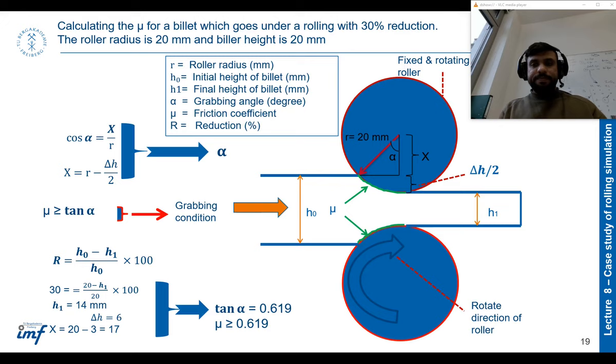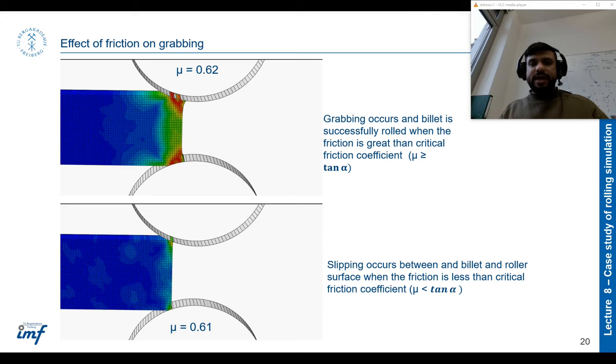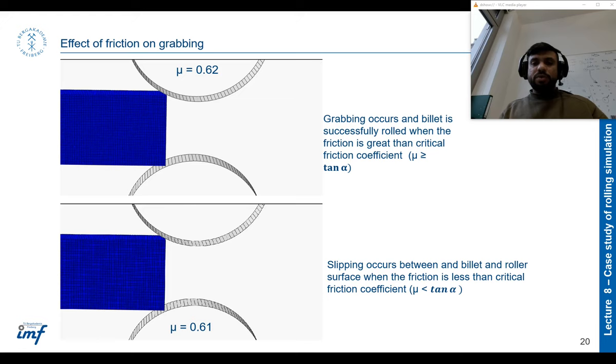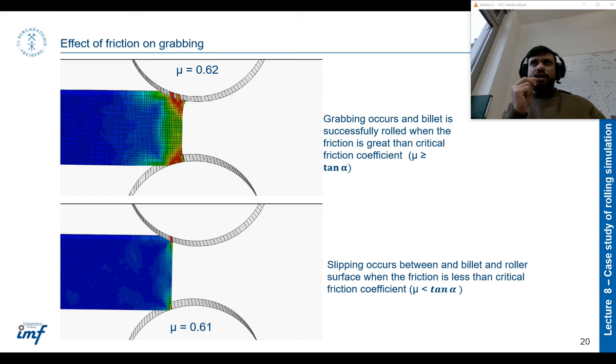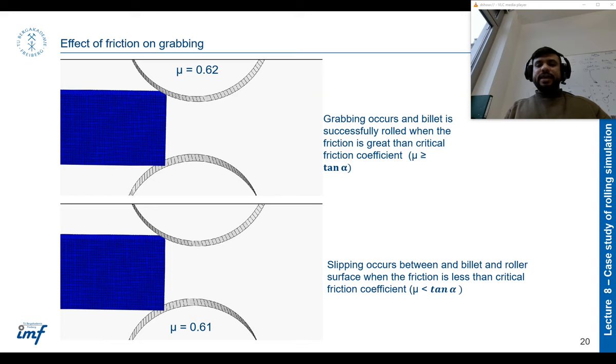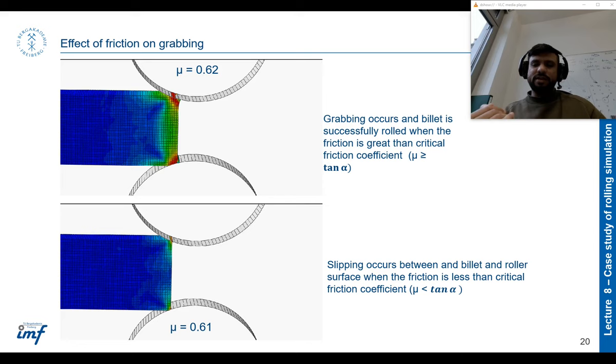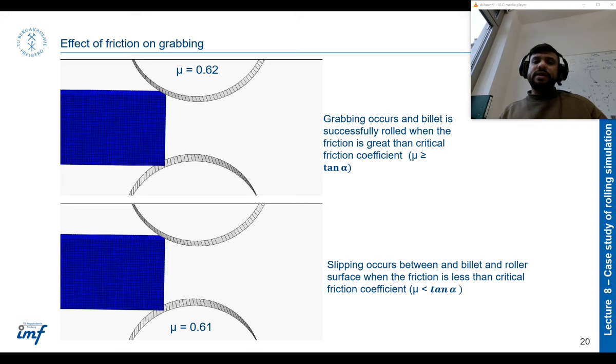We did calculations, and we came to know that for a specific set, what we wanted to see was the critical friction coefficient, and what we realized was 0.62 for the process which we wanted to do. Now you see here we ran two simulations, one with friction coefficient of 0.61 and one with friction coefficient of 0.62. So one just below the critical friction coefficient required, one just above it. And the simulation gives us a pretty nice result, you can see here.